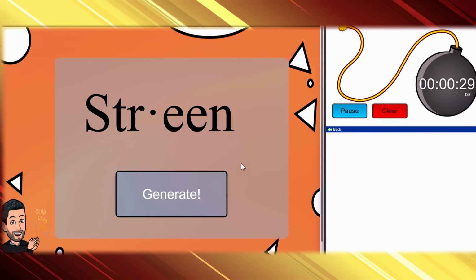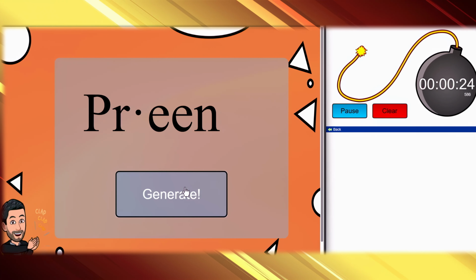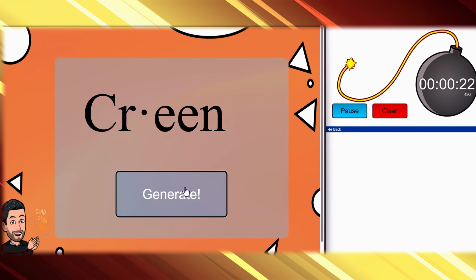If you don't have this kind of generator, you could always just use flashcards, but having it digitally just makes the activity so much more engaging because it's just fast. So on one side of the screen, I have my generator, and on the other side, I have the bomb timer. And then the students take turns reading.